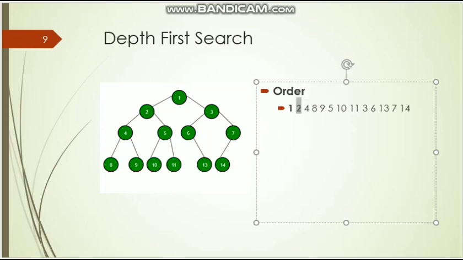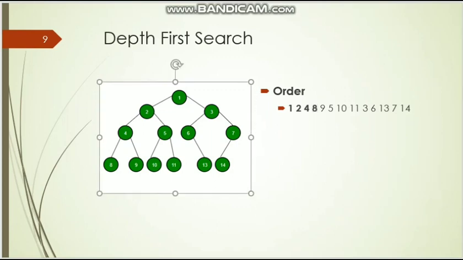From 2, of the further connected 2 nodes, we select the left node, that is 4. Fine. From 4, 2 nodes are connected, 8 and 9. First we will select 8, right? After 8, we cannot expand further because no further states are connected with 8. So we have to stop at node 8. Then we will come back to 4 and check how many further nodes are connected with node 4.